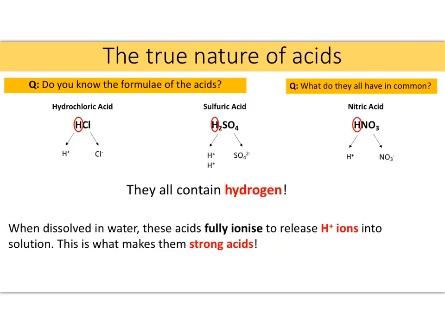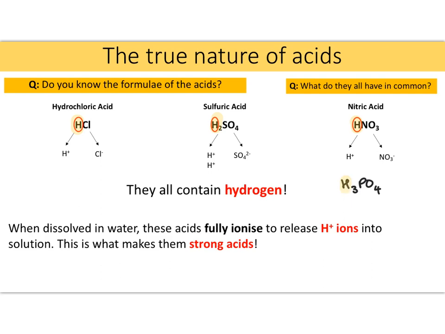Now, you've got the formulas here of hydrochloric acid, sulfuric acid, and nitric acid, and I'm just going to add a couple more. One of the ones I'm going to add is phosphoric acid, which is H3PO4. One of the things that you'll notice is a common feature of all of these acids is they all contain hydrogen. All of them.